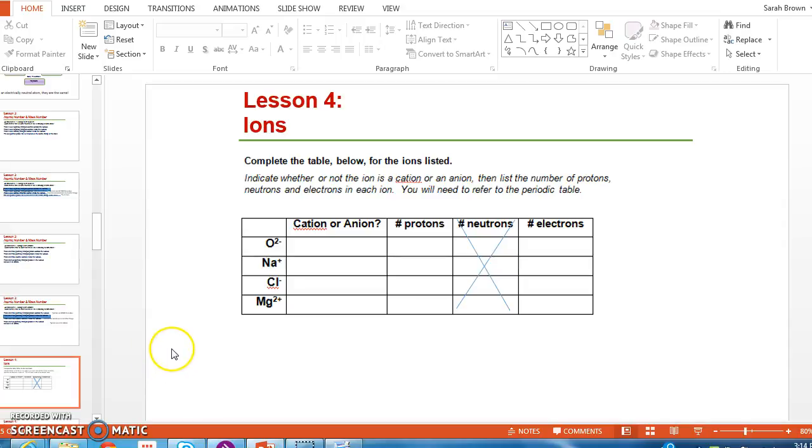Complete the table below for the ions listed. You may need to use www.webelements.com. So in the first column, you want to list whether it's a cation or an anion. In the second column, the number of protons. You can skip the number of neutrons, and then the last column is number of electrons.